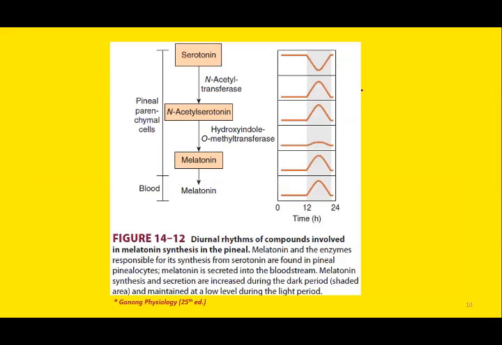So we have discussed that melatonin is the neurohumoral substance released from the endocrine organ, the pineal gland, and release of melatonin is dependent on the amount of light entering the retina. Now these are the steps of synthesis and release of melatonin from the pineal gland into the bloodstream.